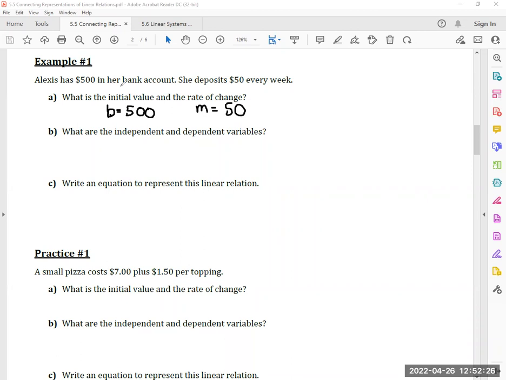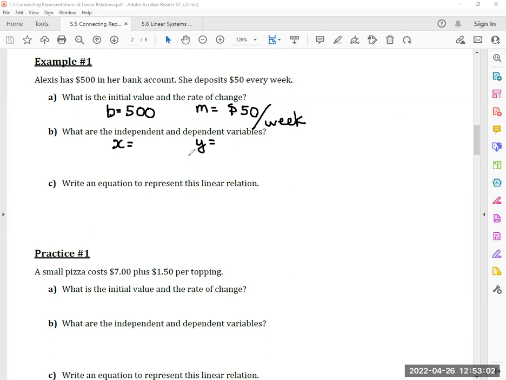So from here, based on this scenario, what do you think is the independent, in other words, x? And what do you think is the dependent, in other words, y? I'll give this one to you because I think it might be a little confusing. The dependent is, oh, I jumped the gun. Can I go back to the rate of change? Well, it's not just 50. Let's give it a unit. The rate of change is an increase of $50 per week.